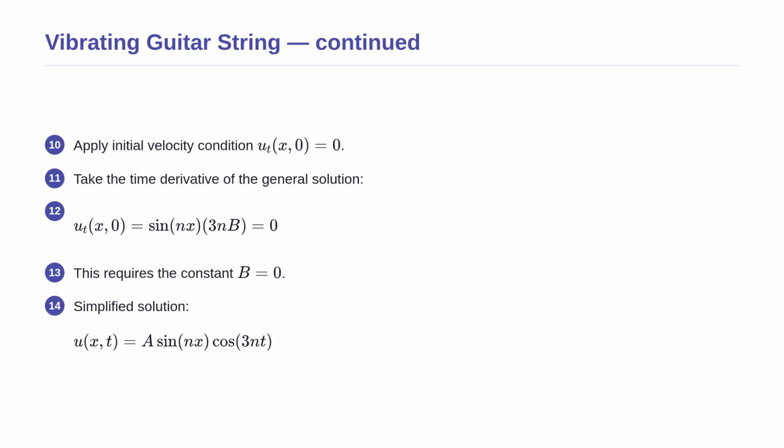First, we apply the initial velocity condition. The problem states the string is released from rest, so the initial velocity is 0. Taking the time derivative of our solution and setting time to 0 makes the cosine derivative vanish, leaving only the constant b. For the velocity to be 0, b must be exactly 0. This simplifies our equation significantly, leaving only the cosine term for time.